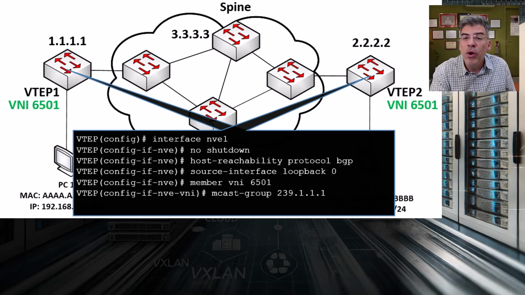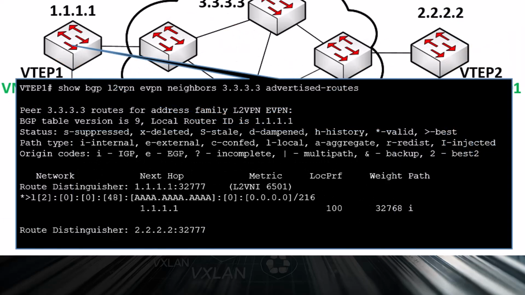Now I'd like to show you what the BGP table within VTEP1 looks like. With this command here, the show BGP L2 VPN EVPN neighbors command, we can take a look at what MAC address information VTEP1 sends out to our route reflector. Here we see the entry in the BGP table, and we can see the MAC address of PC1.